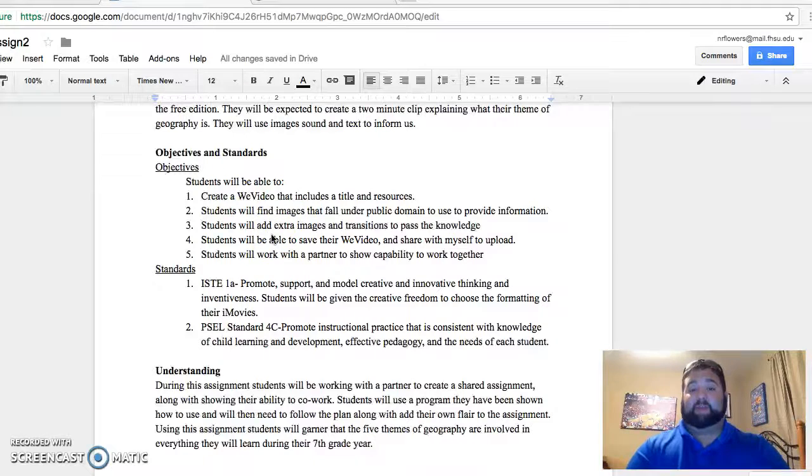Students will find extra images and transitions on how they want to pass the knowledge. They're going to have to actually find a way to link their voice into the video. So they have to figure out, okay, this is how long it took me to say it. What images do I want when I'm saying these things?